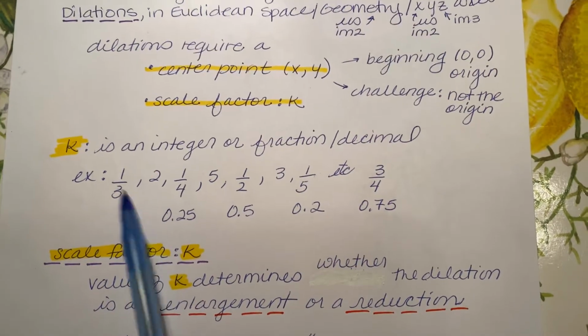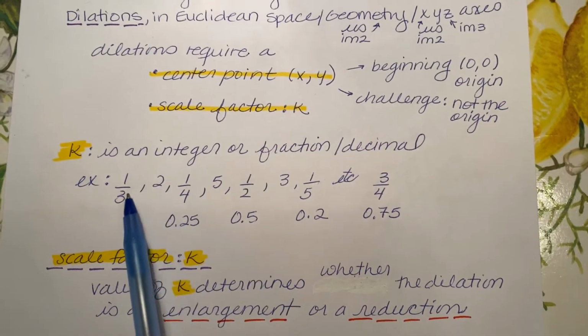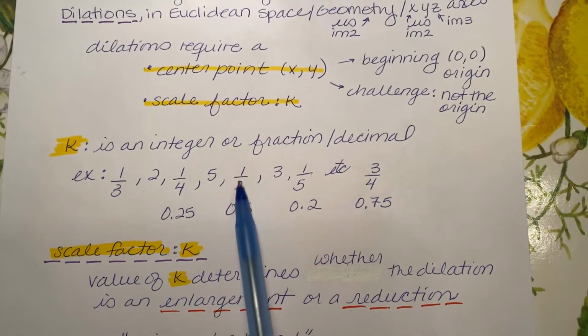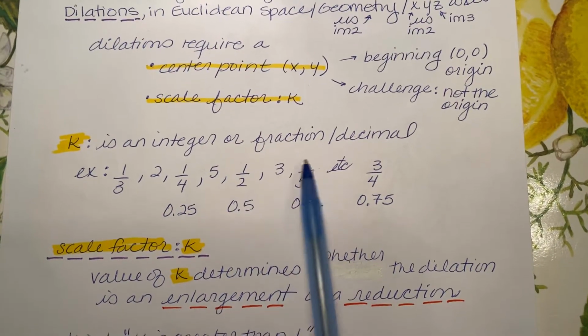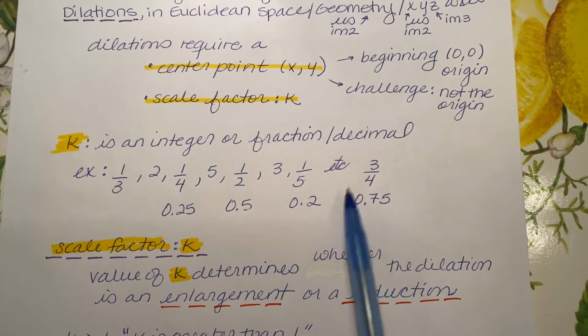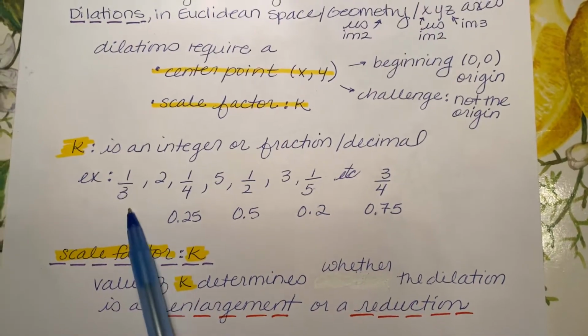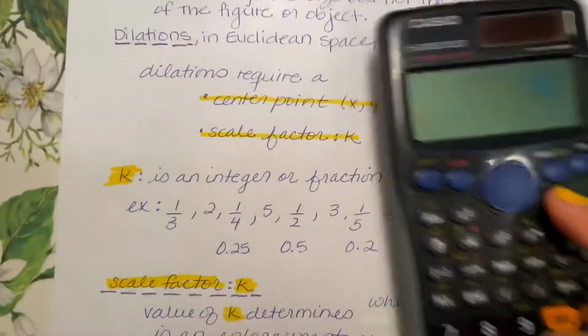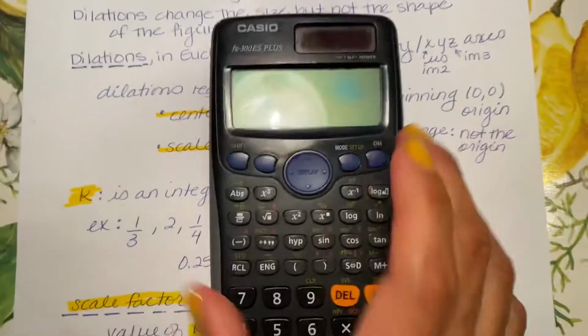So your K, or your scale factor, is 1/3, 2, 1/4 or 0.25, 5, 1/2 or 0.5, 3, 1/5 or 0.2, 3/4 or 0.75. Okay, why did I not change the 1/3 into a decimal? You really want to be careful with that, because if you throw that in the calculator, oh, I have it.